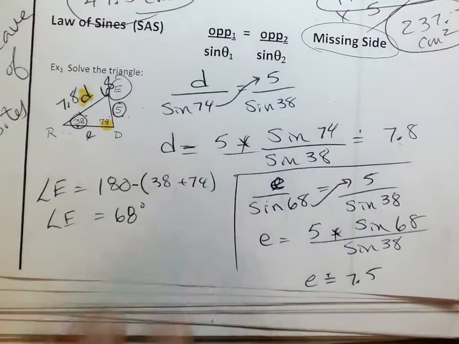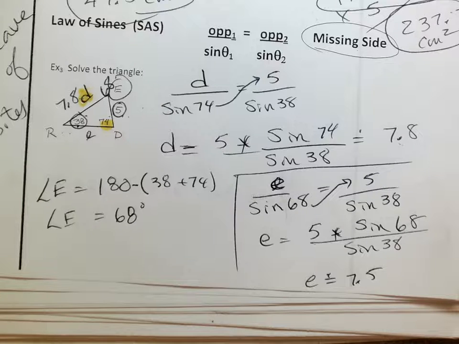That's not too bad. Law of sines is actually easier than the right triangle trig stuff because all you need to know is opposites. You don't need to worry about which one's adjacent and hypotenuse and opposite. It's just setting up the opposites. All right, let's turn the page.